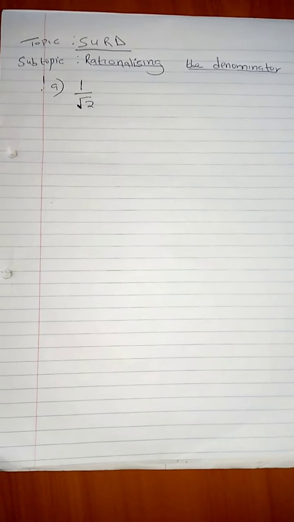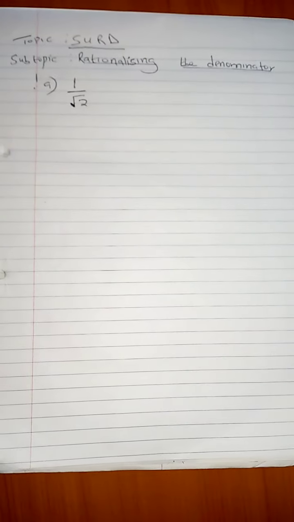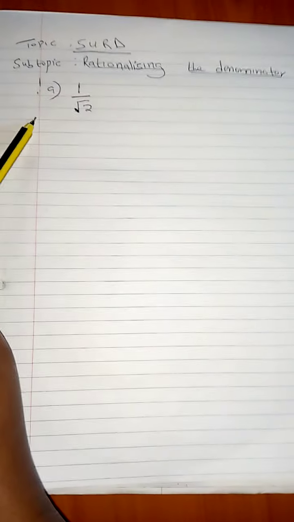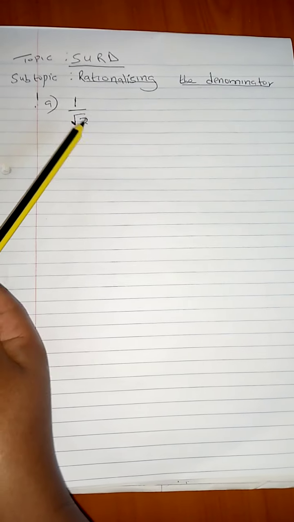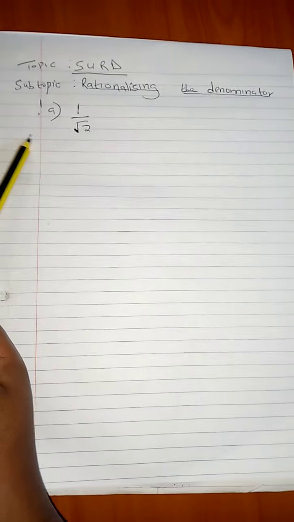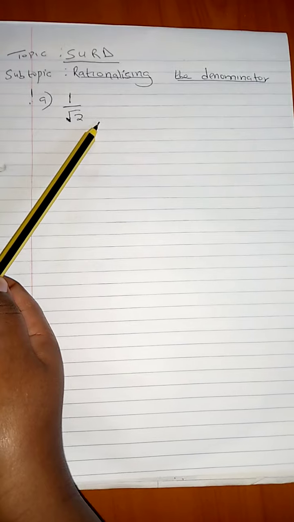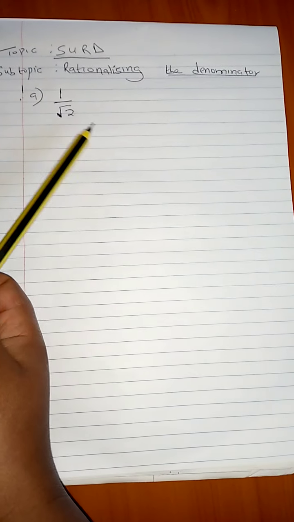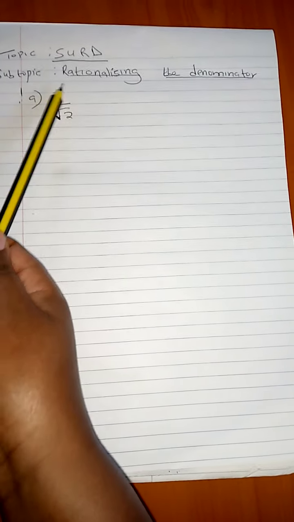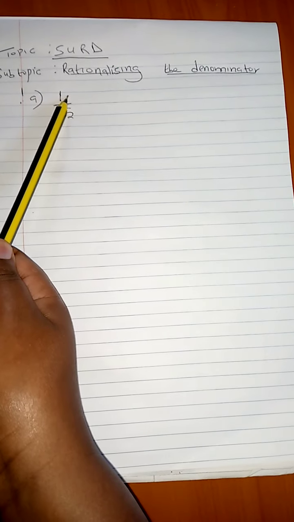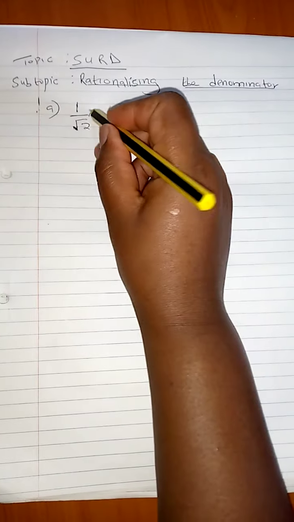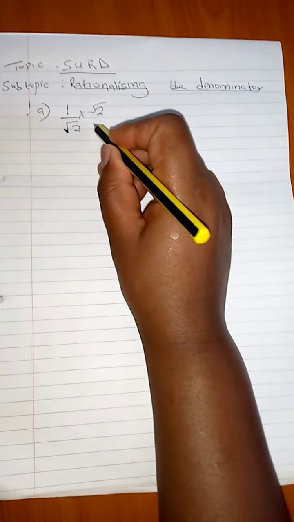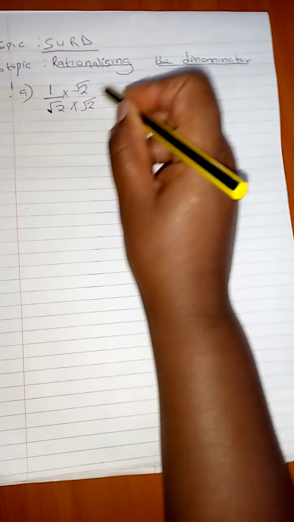rationalizing the denominator. For example, in question number 1, you are told to rationalize the denominator, where we have 1 over root 2. To rationalize the denominator, it means that you multiply both numerator and denominator by the denominator. So for the numerator, you multiply by root 2, and also in the denominator, you multiply by root 2.